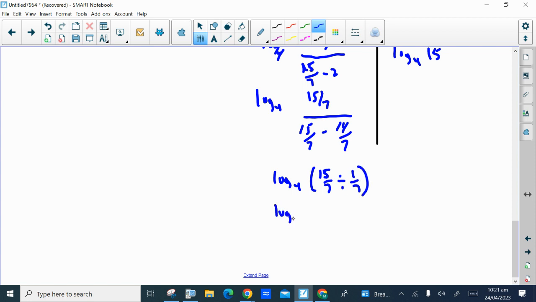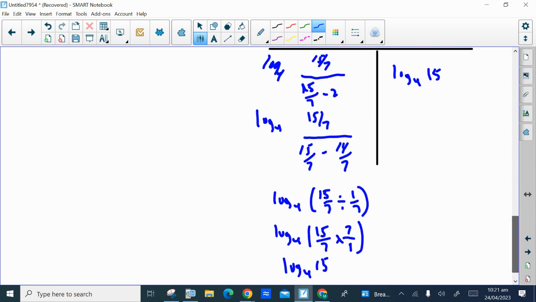Dividing by a fraction is the same as multiplying by the reciprocal. 7's cancel, and you have log base 4 of 15. The same thing as what's on the right side. That shows that our solution is correct.